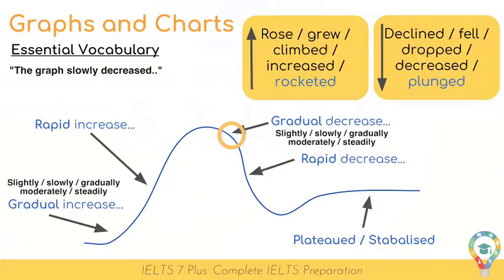The graph slowly decreased. The graph moderately fell. Pause the video and write your own versions describing gradual changes in the line graph.